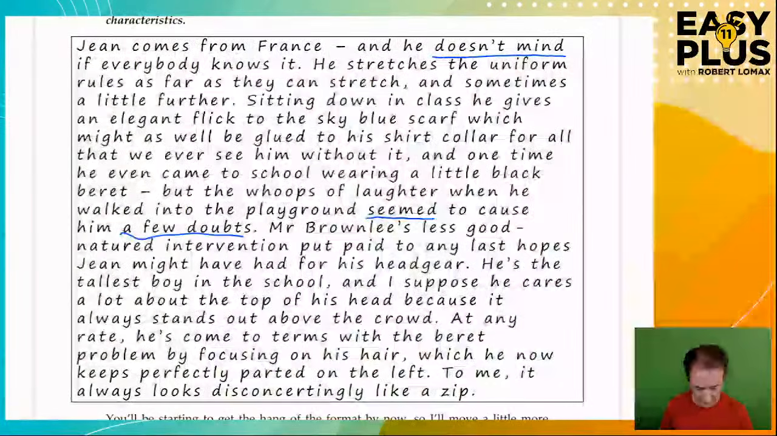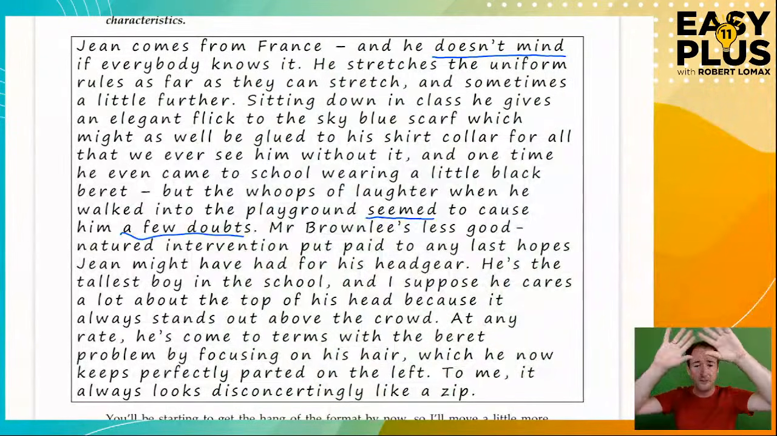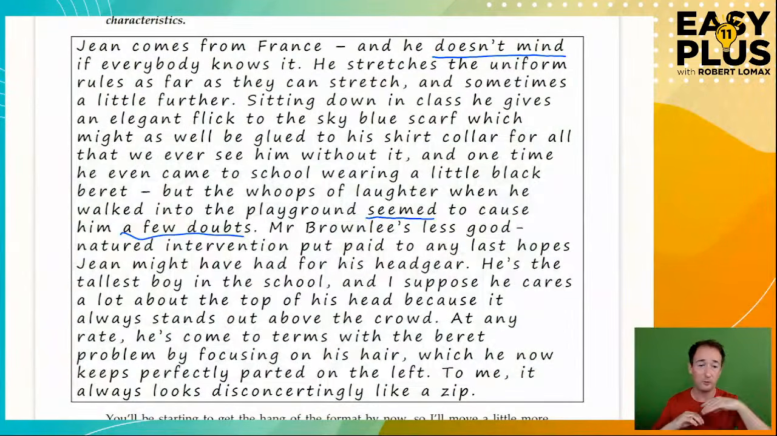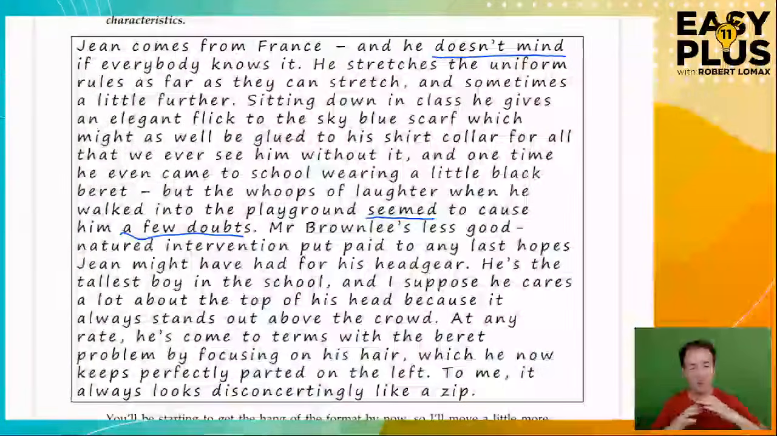So I think that there's an introductory sentence. Jean comes from France and he doesn't mind if everybody knows it. And we've spoken about what that suggests about his character and why that might be an interesting beginning. And then I start to add some examples to back up this idea. So when he sits down in class, he does this with his scarf that looks like this. And there's this strange peculiarity that he never seems to take it off.